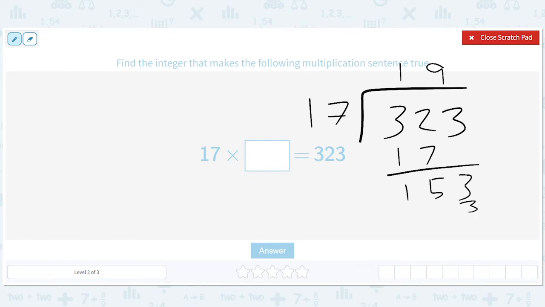3, 6, 63, 15. So it's going to give us what we need. It's just going to go away. So 19. So 17 times 19 equals 323.